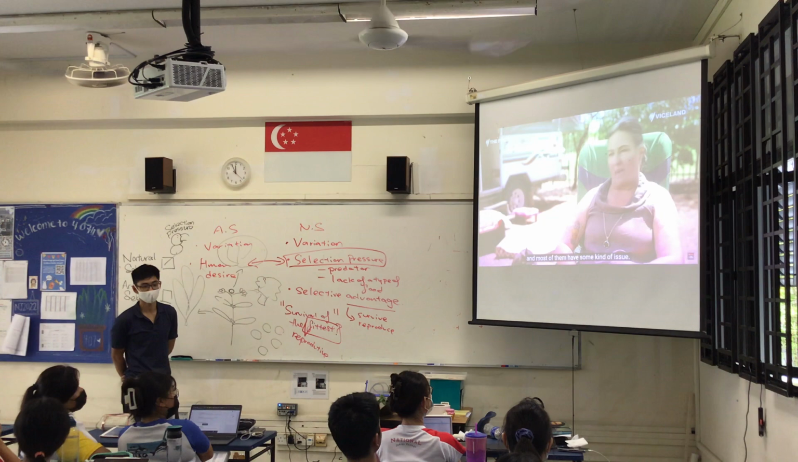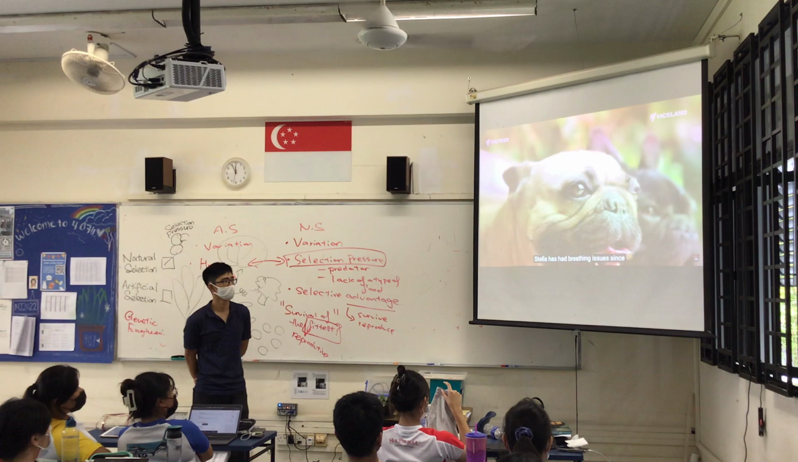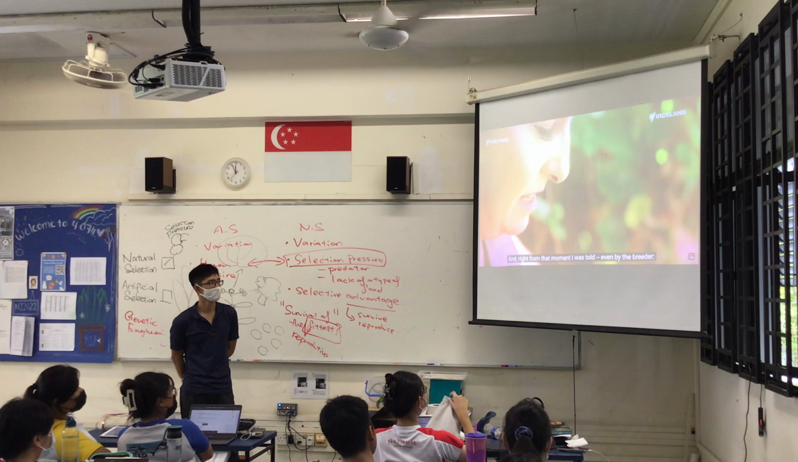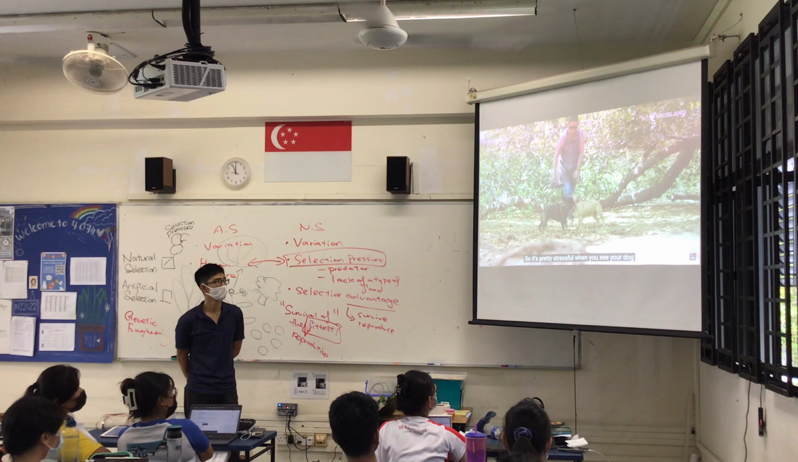Karen is my name, Karen Anderson. I have 2 French Bulldogs. Stella is 3 years of age and Boris is 16 months. Stella has had breathing issues from the day that I picked her up from the breeder. Good girl. You stayed. Right from that moment, I was told, even by the breeder, that's just French Bulldogs, that's what they do. So it's pretty stressful when you see your dog who wants to play, wants to run, but every time she does, she needs to stop and vomit.